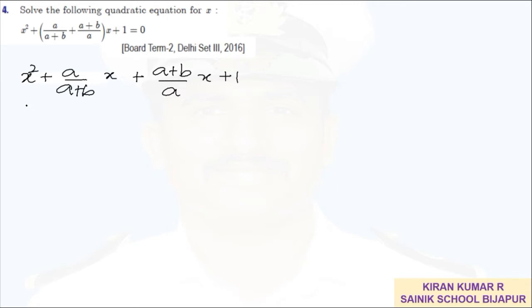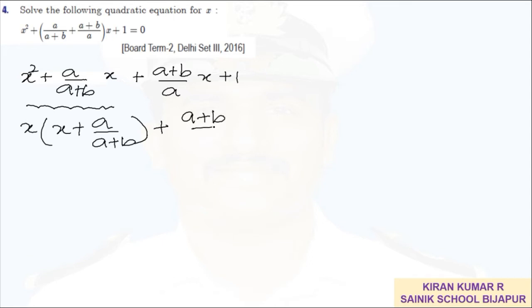Look at the first two terms. There is x common, so x plus a by a plus b will remain. Plus, here is a very important step. What I do is I will take a plus b by a as common. So here x will remain. Now this part is very important. This will be the reciprocal, a by a plus b, equal to 0. Because upon multiplying, we will be getting the previous step back.